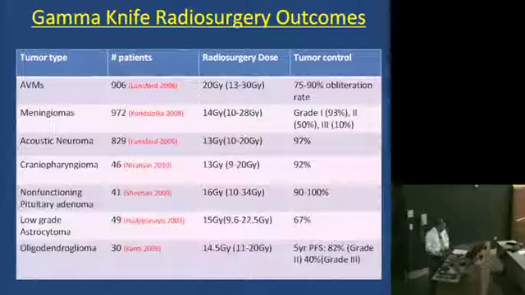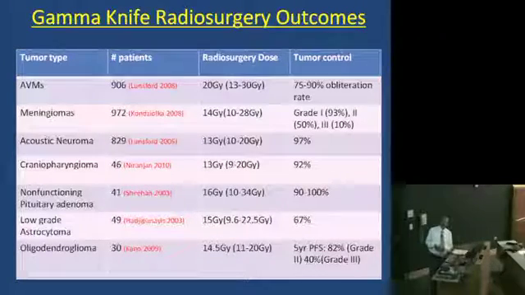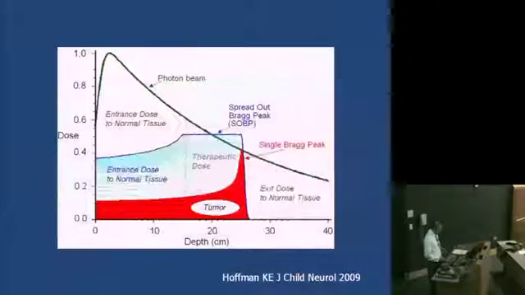Just to give you some clinical results with gamma knife, depending upon the histology, and we can use it for benign conditions like arteriovenous malformation. You can have control ranging from 70 to 90%. Same is with meningioma, depends upon the grade of the tumors. For acoustic neuroma, again, 90s. Craniopharyngioma, pituitary adenomas, low-grade astrocytomas. So the control rate, if you properly select your patients, is extremely high by using this modern technology.